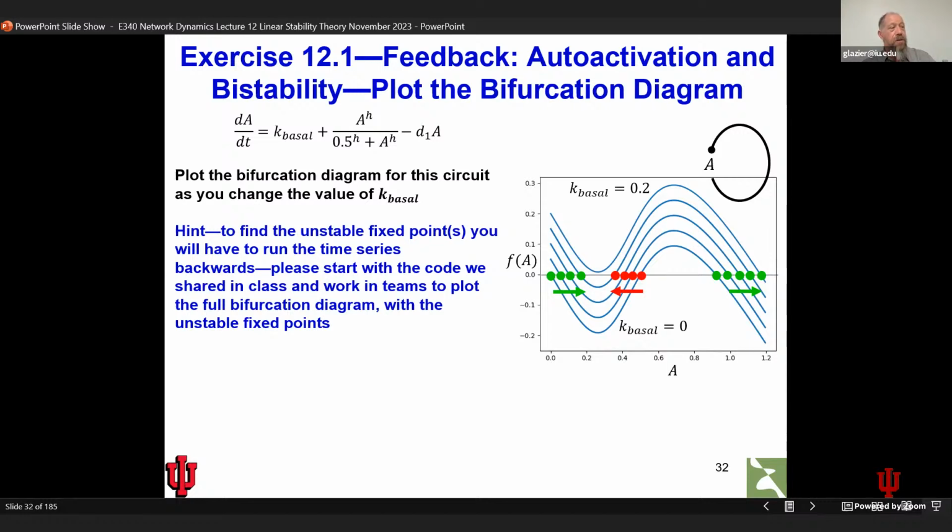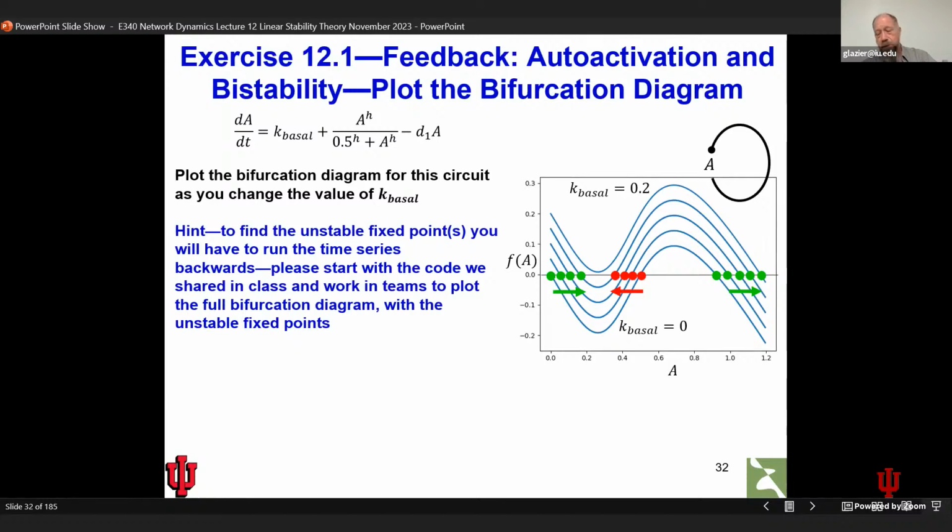And that actually tells you how to find the unstable fixed points: if I simply reverse the direction of time. In this case, f of a, that is k Basel plus a to the h over such and such minus d1 times a. If I put a minus sign in front of everything on the right, and then run that forward in time, that's equivalent to running backwards in time. And so in that case, I will find the unstable fixed point.